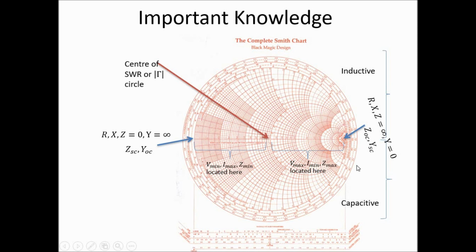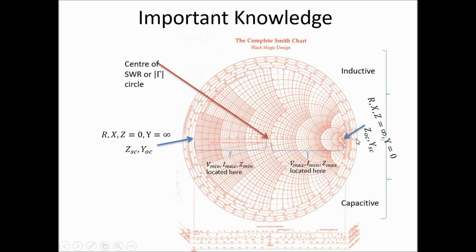This is called ZSC. So this is the ZSC point or YOC point, and this is the ZOC point, YSC point. ZSC is the short circuit impedance, and opposite to this is the short circuit admittance, and YOC is the open circuit admittance, and ZOC is the open circuit impedance. Open circuit impedance is infinity, so this is the infinity point.